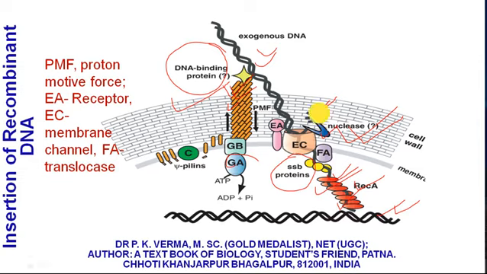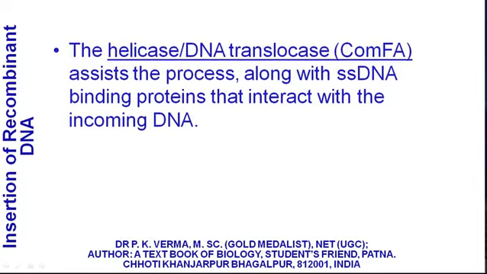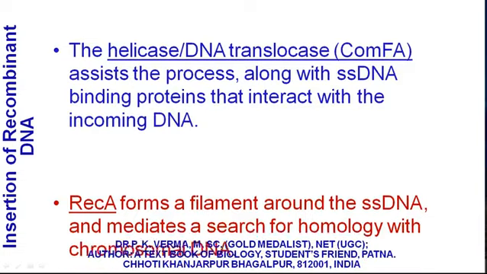PMF is proton motive force. EA is the receptor, EC is the membrane channel, and FA is the translocase. The helicase or DNA translocase associated here, with the abbreviation COM-FA, assists the process along with single-stranded DNA binding proteins that interact with the incoming single-stranded DNA.